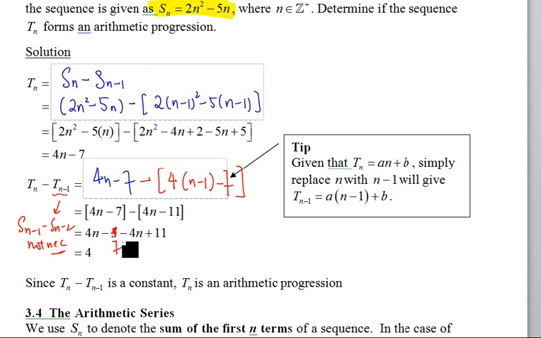So, okay. You want to conclude that for all n, no matter what your n is, Tn minus Tn minus 1 will always be a constant 4. I want to emphasize this conclusion. Since this is a constant, Tn is an arithmetic progression. This is 4 no matter what n is, whether it's T1001 minus T1000, it will still be 4, throughout. Therefore, it must be an AP.